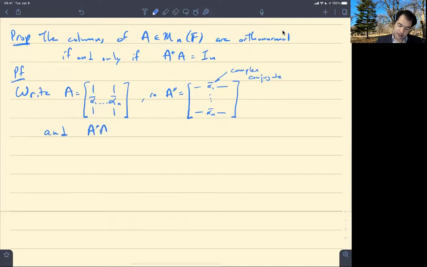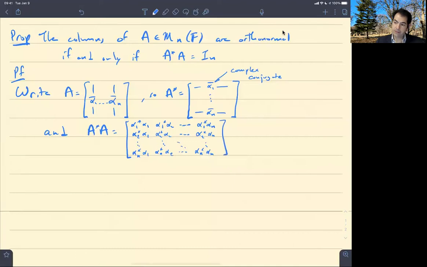And A star A, what are the entries in A star A? Well, you have alpha 1 star alpha 1, alpha 1 star alpha 2, and so on until you get to alpha 1 star alpha n. Then alpha 2 star alpha 1, alpha 2 star alpha 2, and so on until alpha 2 star alpha n, and so on until you get to alpha n star alpha 1, alpha n star alpha 2, and so on until alpha n star alpha n. Those are the entries.